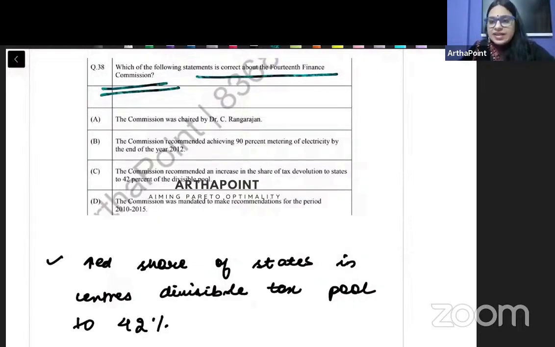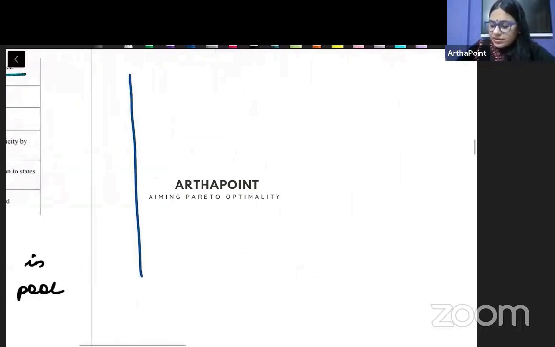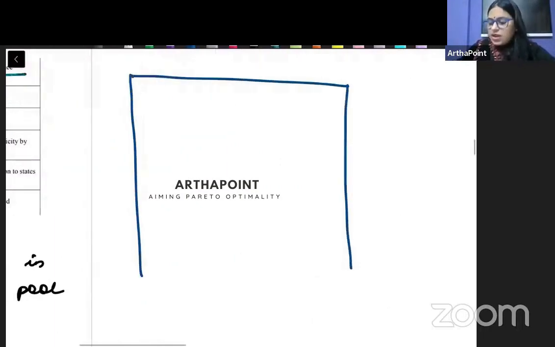Everybody, for GATE exam, you have to make a table and you have to compare.